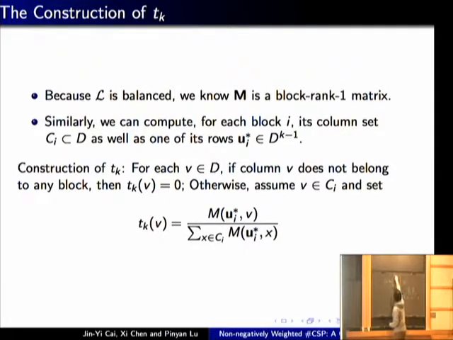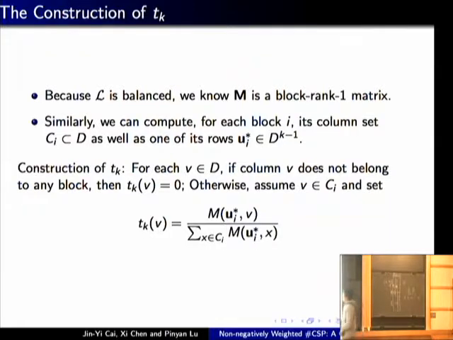So we need the column set C1, C2, C3 of each block. But here, in addition to this, we also need to find one of the rows of each block. So you can use the witness algorithm to find a row, let's say u1 star in block 1, u2 star in block 2, and so on and so forth. And then you just do the same construction of tk.